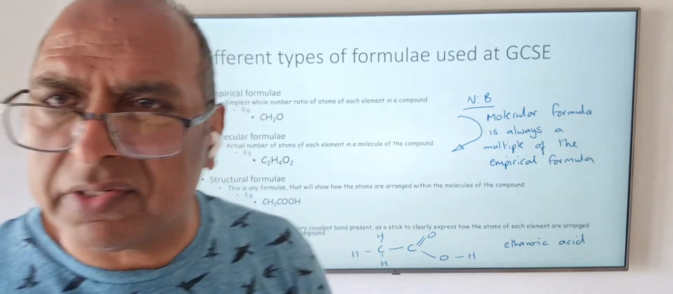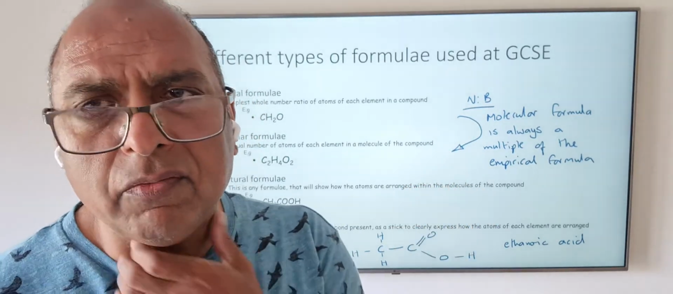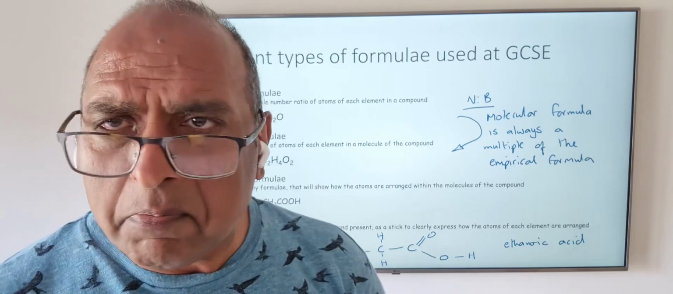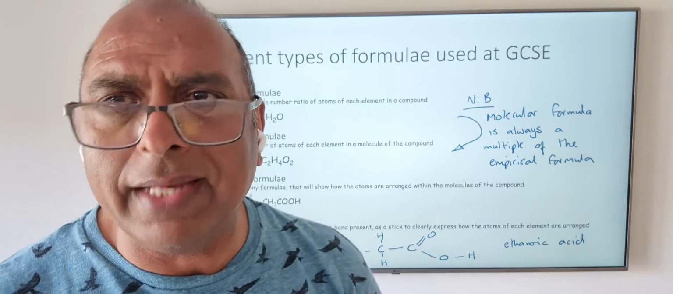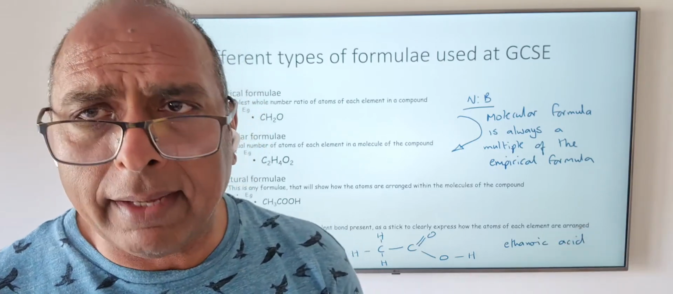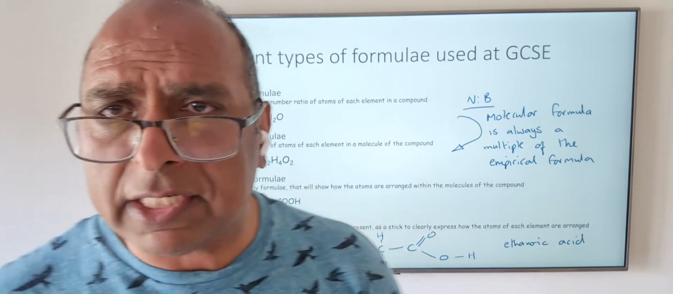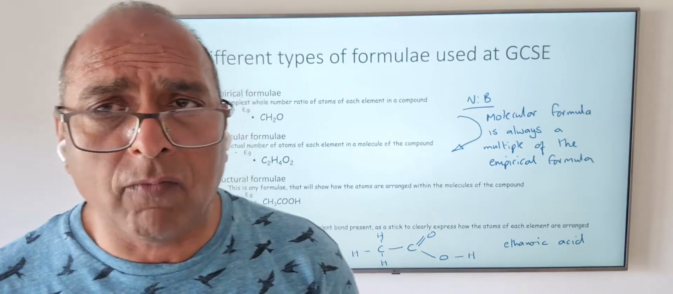When you start doing questions, this point is quite simple: you've worked out an empirical formula and you've got to ask yourself, is the molecule 1 lot of that or 2 lots of that? And you need to know the molecular mass of the molecules to work that out. We'll do some examples once I've been through these definitions of what these formulae mean.